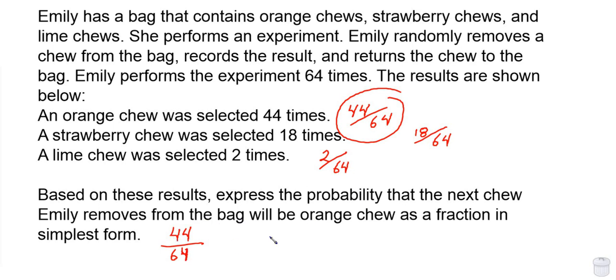She selected an orange chew. Okay, but this is not quite the simplest form here. Notice they're both even numbers, so I know I can at least divide the top and the bottom by 2. That's really easy to do, so I'll just do that. Divide the top and the bottom in half.